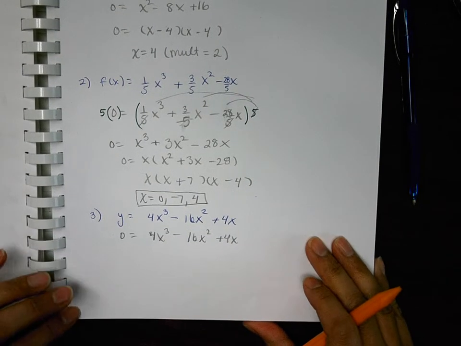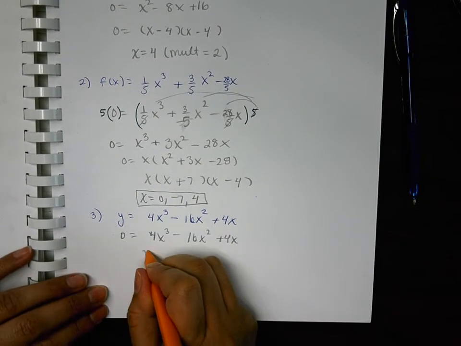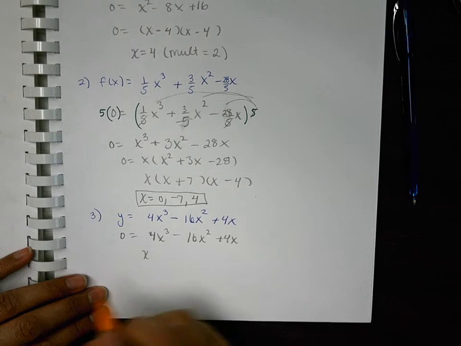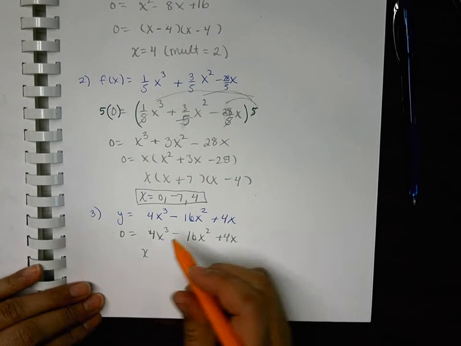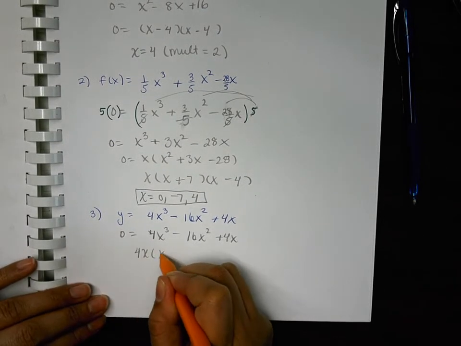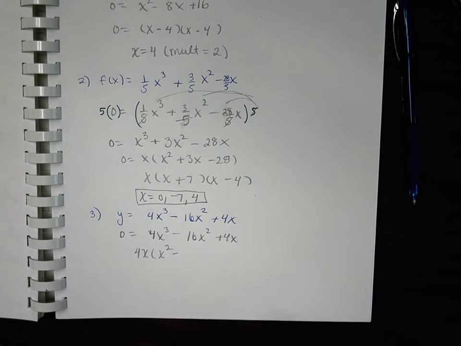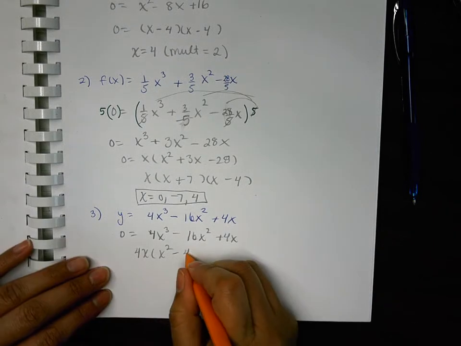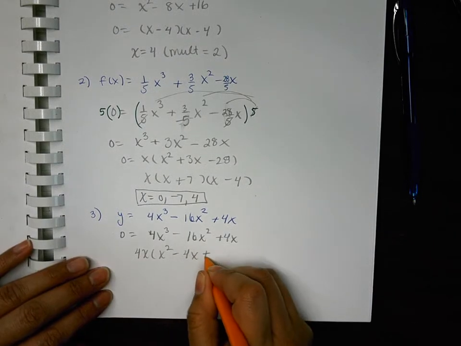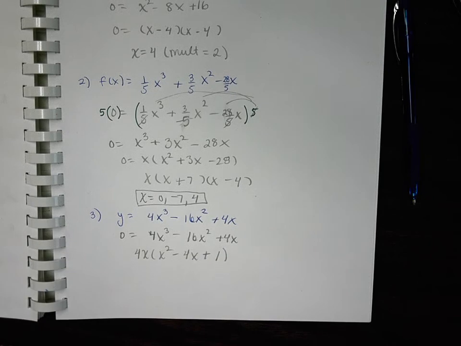What is that? Factor out an x. Can we take out a 4x? Is that what you're saying? Good job. All right. And that leaves me with x squared minus 4x plus 1. All right. Did anybody try to factor the inside piece? Did it factor? No? All right.